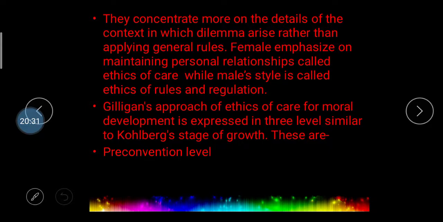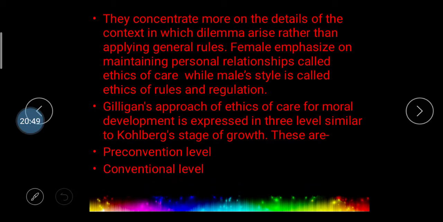So right conduct is viewed in a selfish manner only, and whatever is good for oneself. They cannot take any idea, they cannot have any reason to take any thoughts regarding other people. So it's a pre-conventional level.